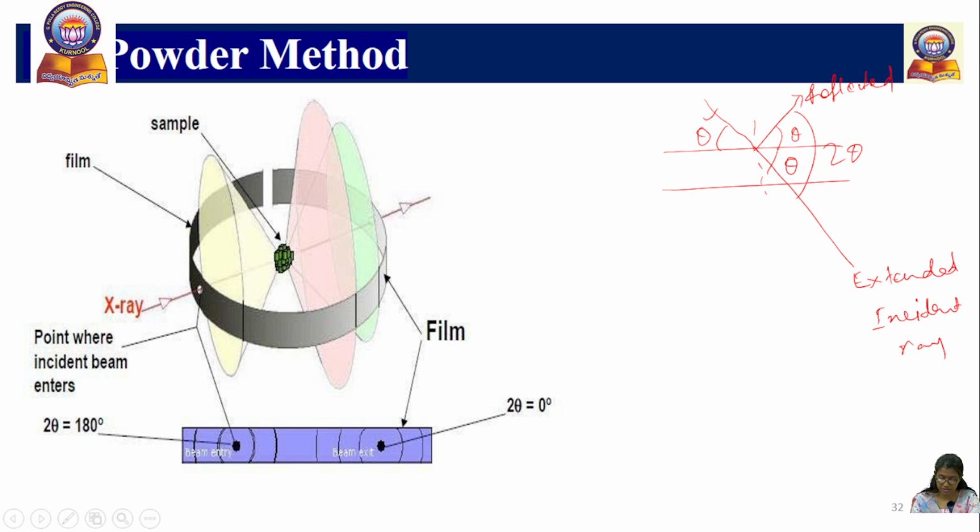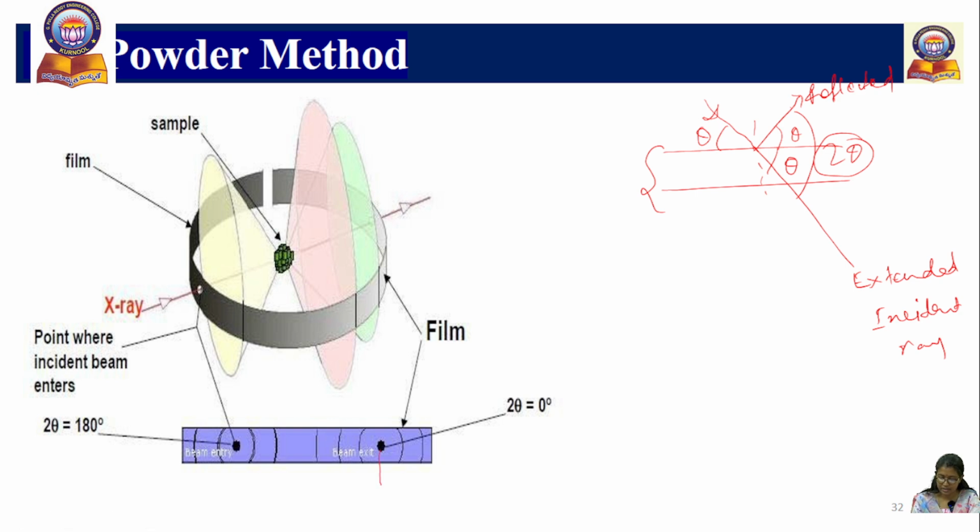If you go for a PhD or such thing, this question is asked. Why do you use 2 theta rather than theta? See, 2 theta we use because we cannot find the value of theta in a powder sample. We do not know where this plane is. We can know the value of 2 theta. How? You just extend the incident ray, and the angle made by the reflected ray and the extended incident ray is always 2 theta. Theta is variable, it is different for different planes, but you can tell definitely that is 2 theta.